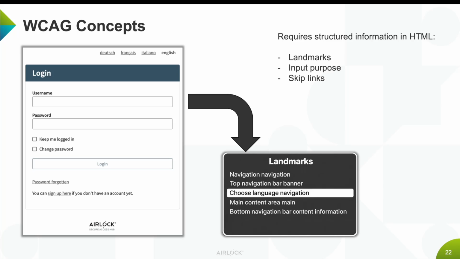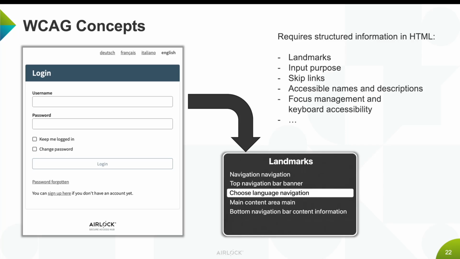to offer means to jump to desired content blocks on a page, names and descriptions enhance comprehension of the meaning of elements, proper focus management and the ability to navigate the page using a keyboard make it easier or even possible to use a page.